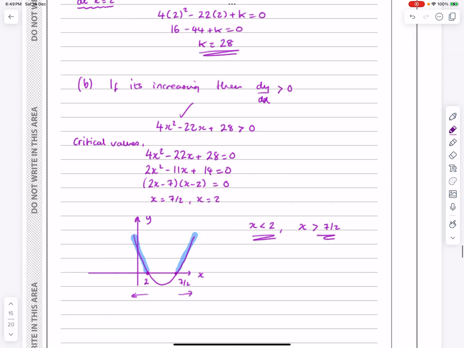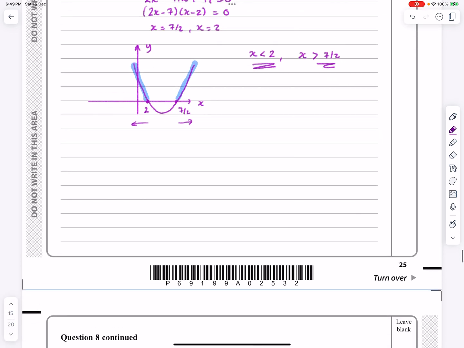So let's make that clear to the examiner then. So I'm going to say part C. Find f(2). I can't make it any clearer than that, I don't think. Find f(2), putting 2 into the function. So that's 4/3 times 2 cubed, minus 11 lots of 2 squared, plus 28 lots of 2. Work all that out. That works out to be 68 over 3.